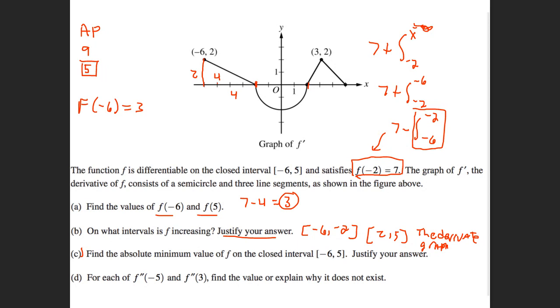Now, if I want to find f of 5, I'm going to put 5 in here. Do I have to flip this around? Now I have 7 plus the integral from negative 2 to 5. I don't have to flip this around anymore because the smaller number's on the bottom. But I do have to find the area, because this really means what is the area between negative 2 and 5.